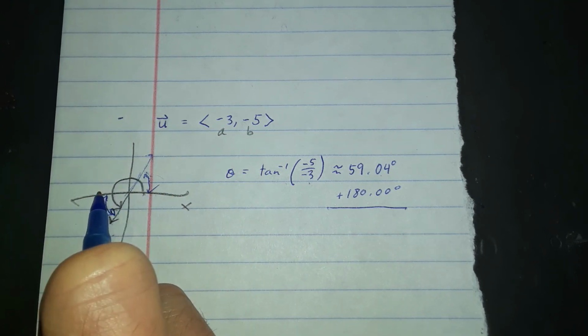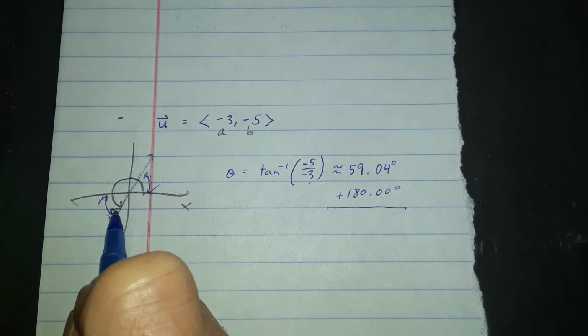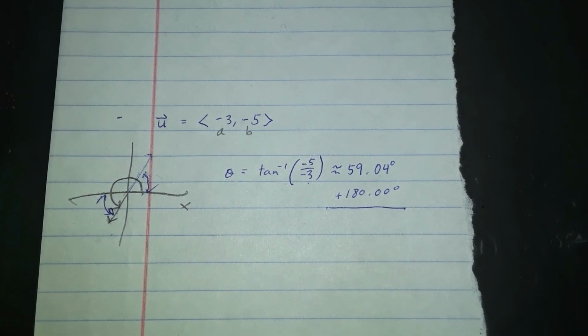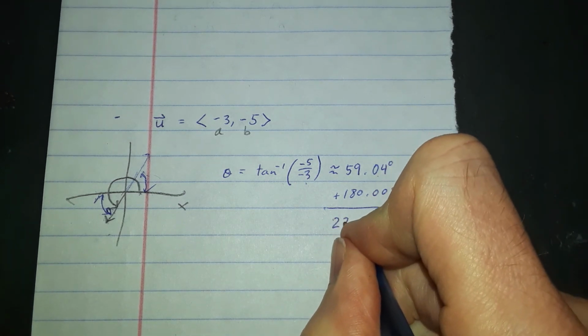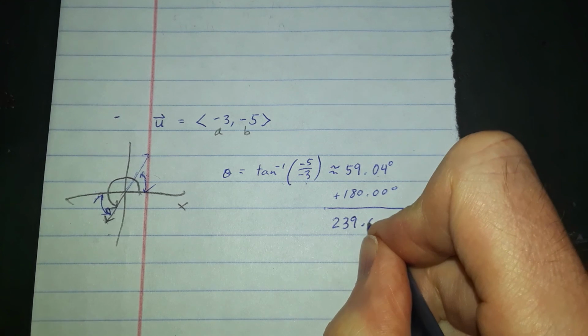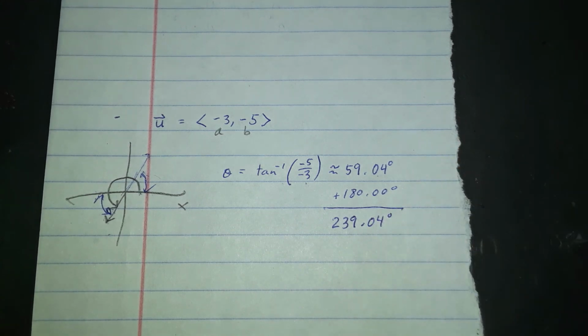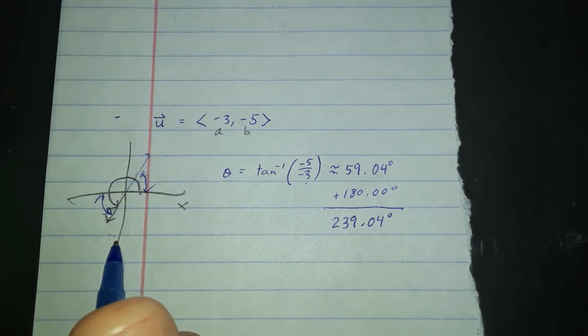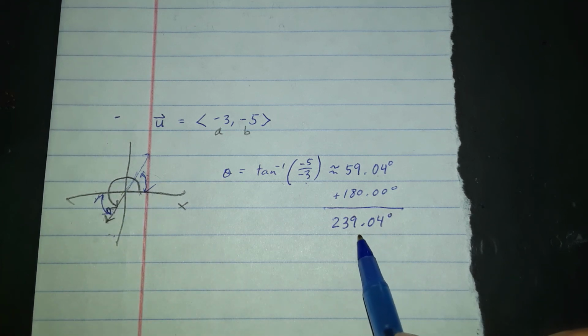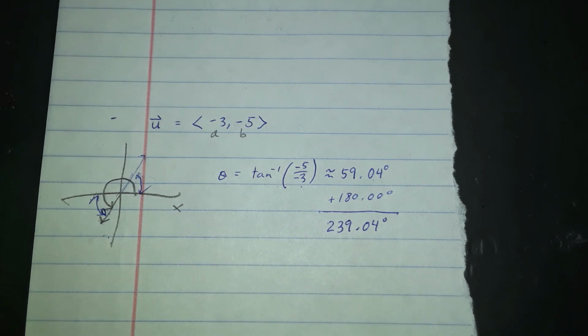And you can see from here to here is 180 degrees, and then add this 59 degrees onto that, and we will have our final answer. So for our final answer, we're going to have 239.04 degrees. And if you know that it takes 270 degrees to get down here to the y-axis, you know this number should be less than that, so you can kind of check yourself there. So this is our final answer.